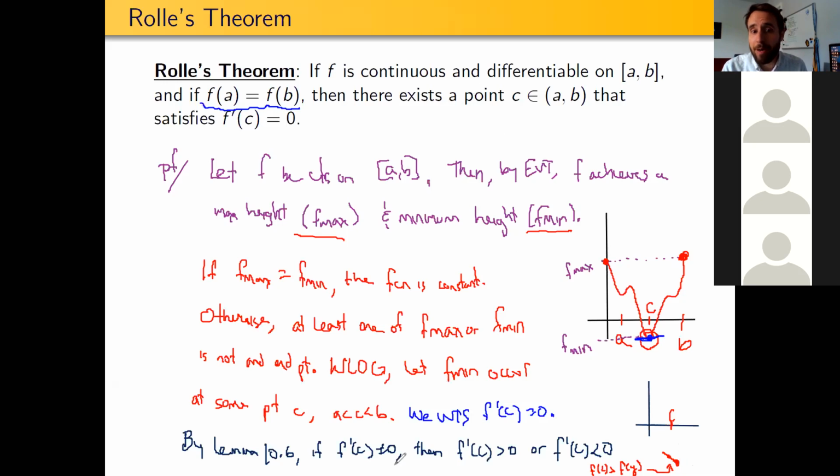So again, if f prime of c does not equal 0, then we're in one of these two cases. And in either of these two cases, we can find some nearby point on the function that's just a tiny bit lower. And that will contradict the minimality of that minimum value. So I'm just going to say, dot, dot, dot, contradiction.